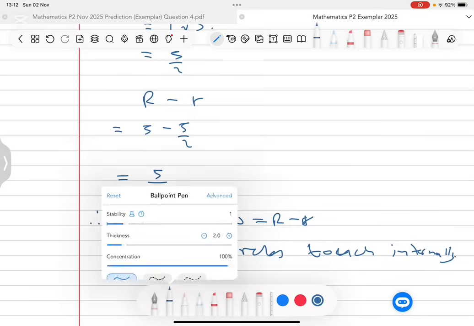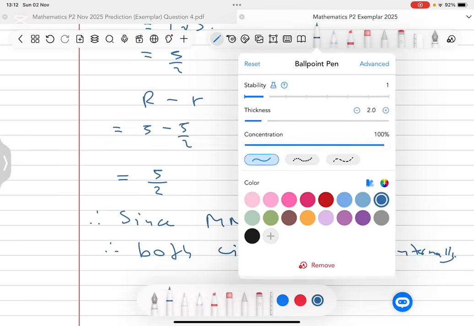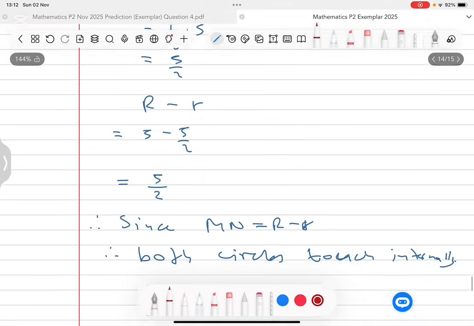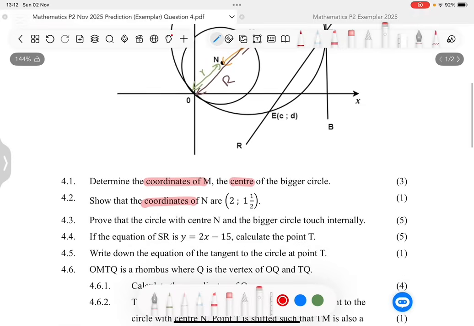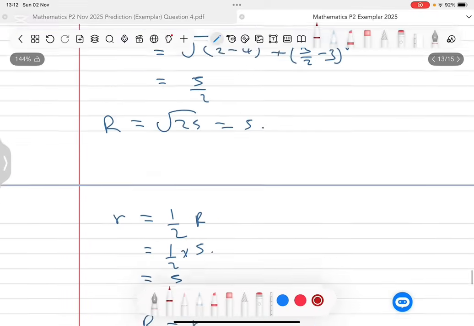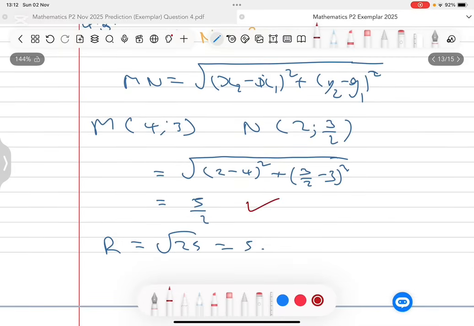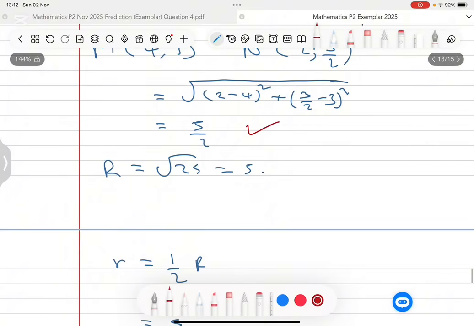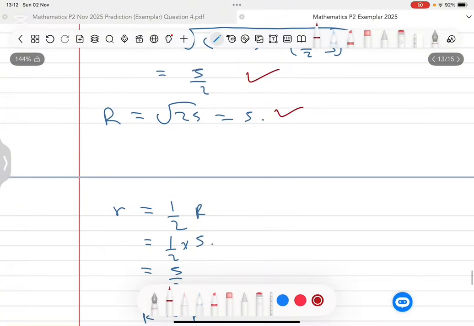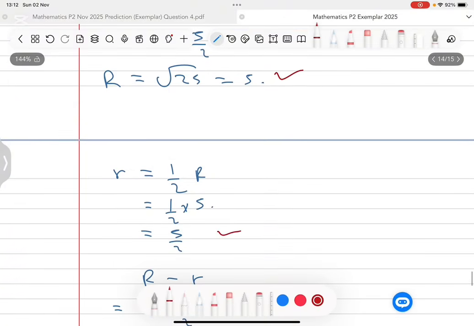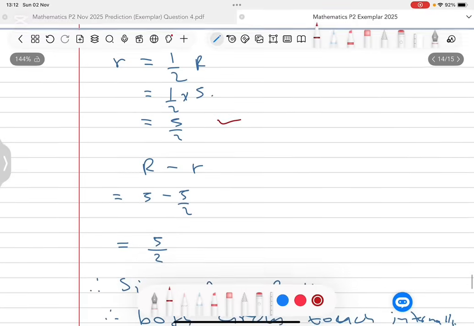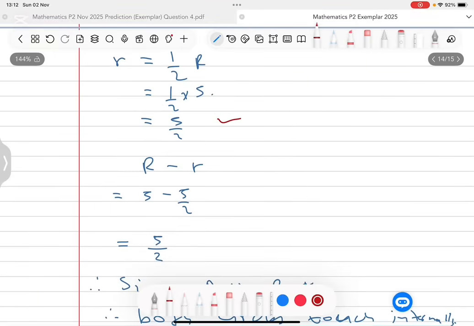Now, this is quite involved really, and you can see that it was out of 5 marks. So where will the 5 marks really come from? The first mark will be given for finding the distance MN. The second mark will come from finding the radius of the big circle and finding the radius of the small circle. Whatever method you use, they'll give you marks. And the other mark really will come from computing this difference between the big circle and the small circle.